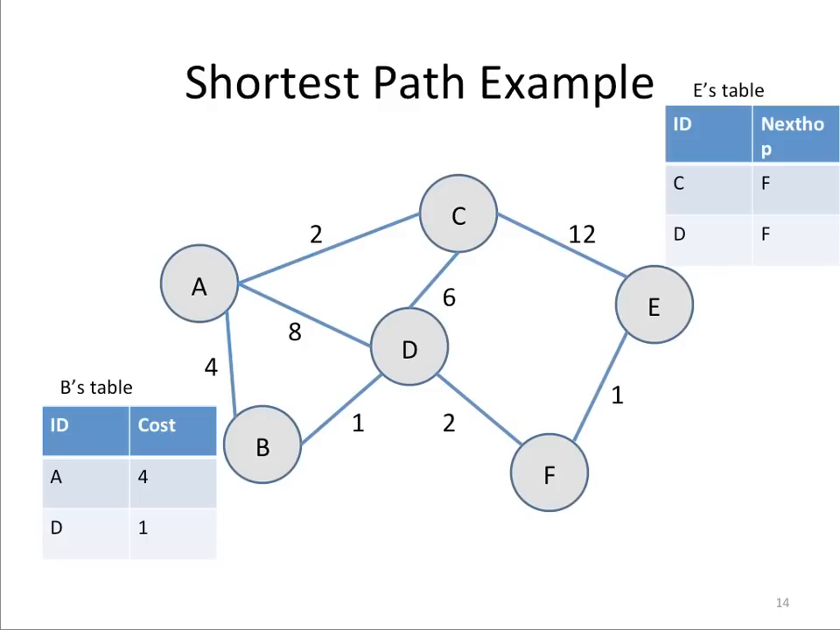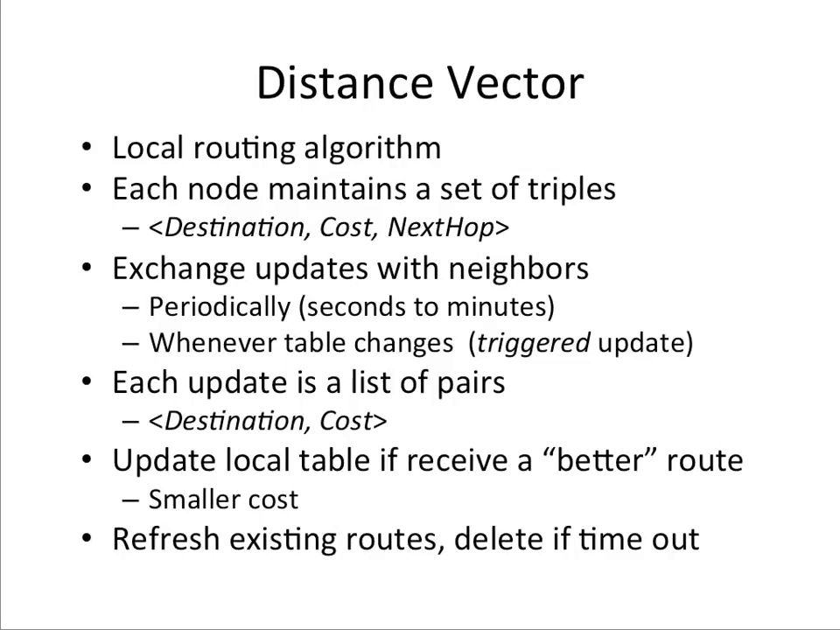Let's go back here. So which table? Can you tell me, is it information that looks similar to the one on the top right or the one on the bottom left that you transmit when you update your neighbors? Bottom left, right? Because we send the destination and the cost to our neighbors. Okay. So it's a little bit abstract, but if you relate back to the example, it becomes more clear. All right.